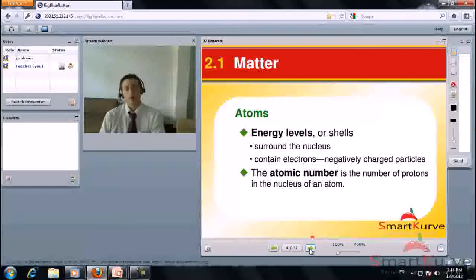In atoms, the protons and the neutrons are all together in the nucleus, that very small, very dense part of an atom in the center. Now, around that nucleus is this much larger space. On slide 4, we see that this is where we find the electrons. Those electrons are found in different energy levels or shells around the nucleus.